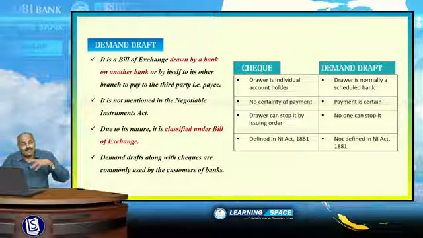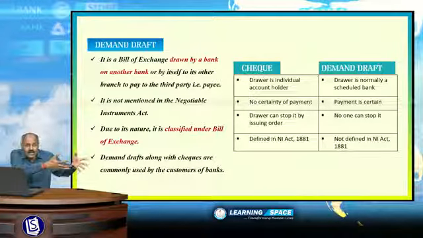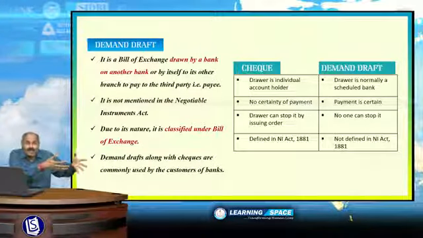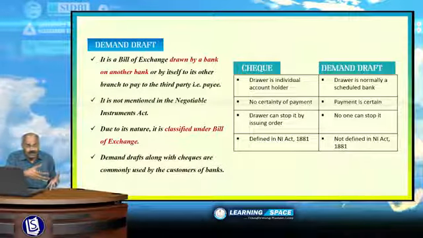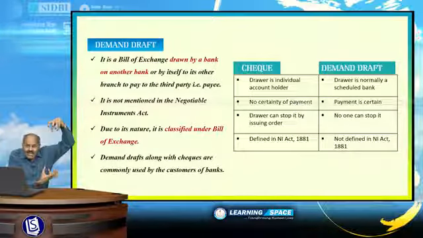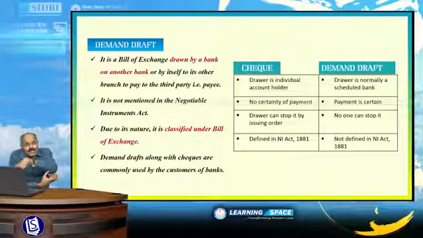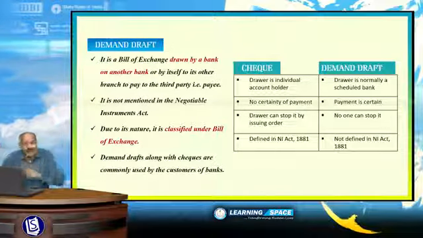We have already discussed demand drafts. A demand draft is just akin to a bill of exchange, and we discussed in the previous class various features of demand drafts. A demand draft is nothing but an order given by a bank to another bank to pay the payee. But what are the main differences between a check and a demand draft?